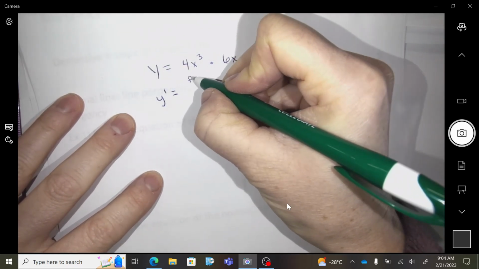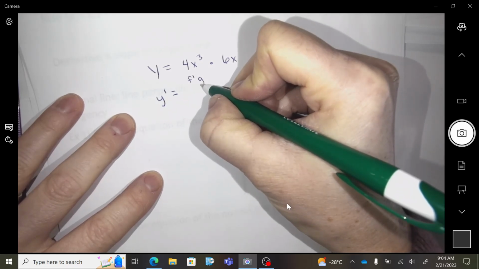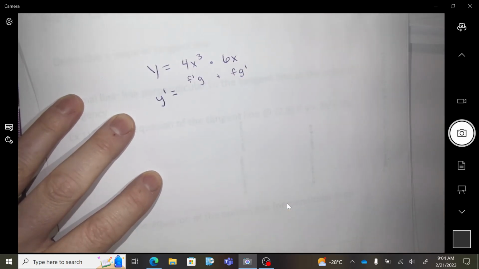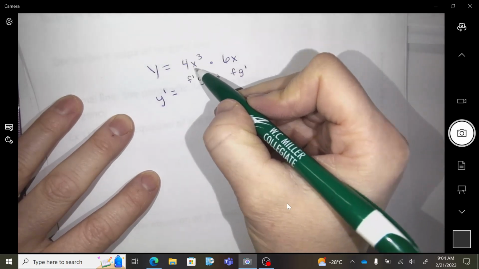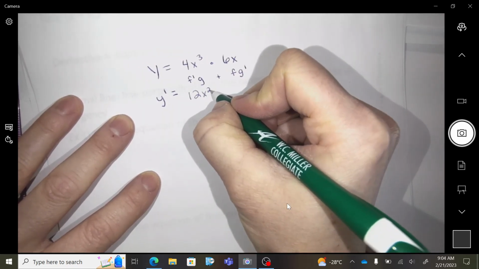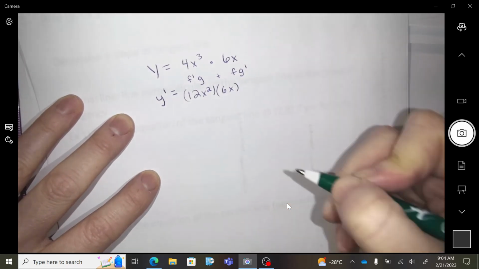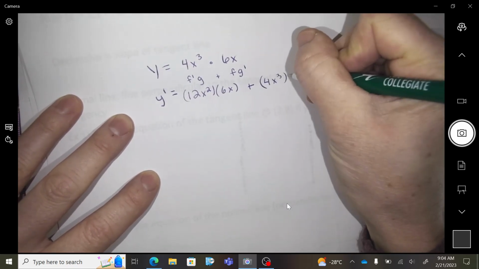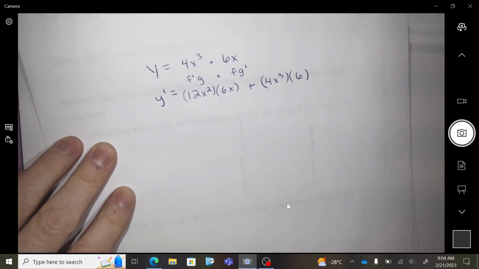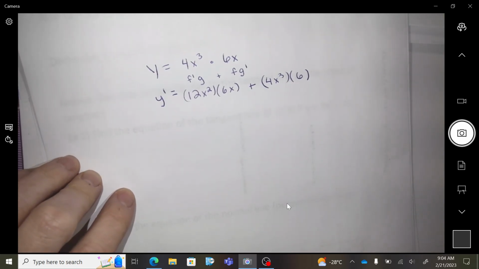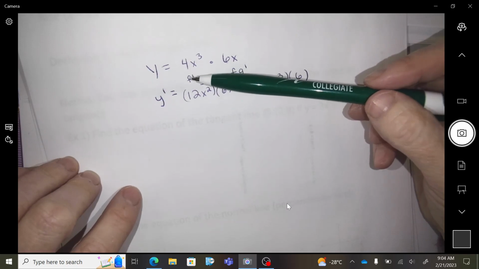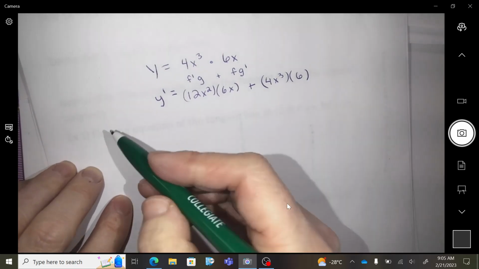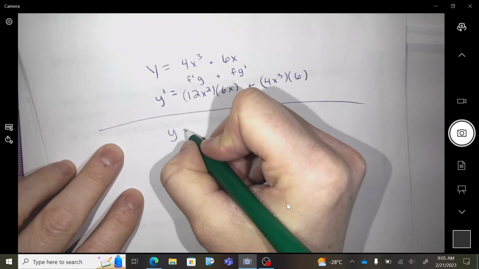We do the derivative of the first times the original second plus the original first times the derivative of the second. So it looked like this. I'm going to derive this, so 12x squared just times the original 6x plus this, keep, and then derive that unit. Okay, that was that rule. If there were 3 things, then you just have to alternate: derive the first, keep, keep; keep, derive, keep; and then keep, keep, derive.